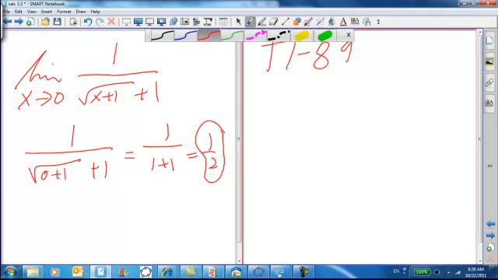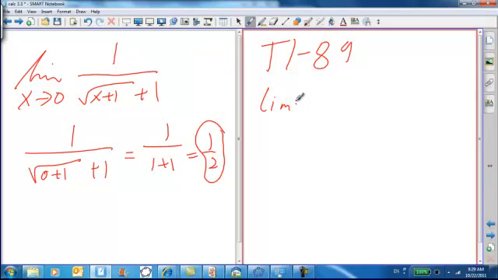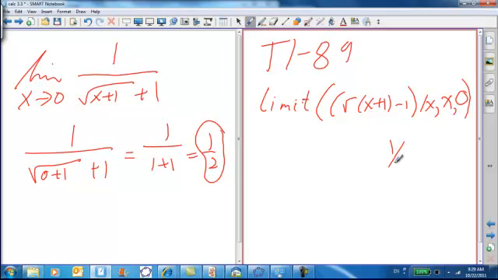Okay, on the TI-89, what you enter is limit of left parentheses square root of left parentheses x plus 1, right parentheses minus 1, right parentheses divided by x. That's just getting in the function we're trying to take the limit of. You have to tell it the variable, that's the independent variable x, and then the value that x is approaching, 0. And it does come up with exactly a half.